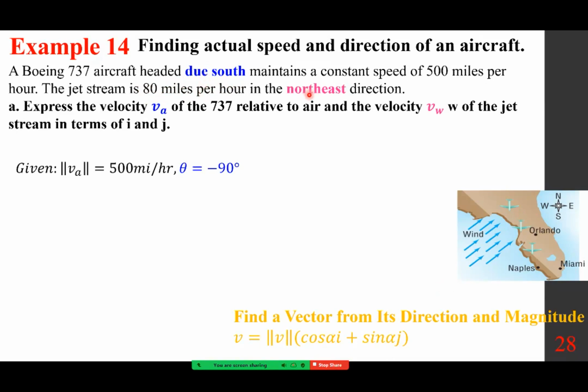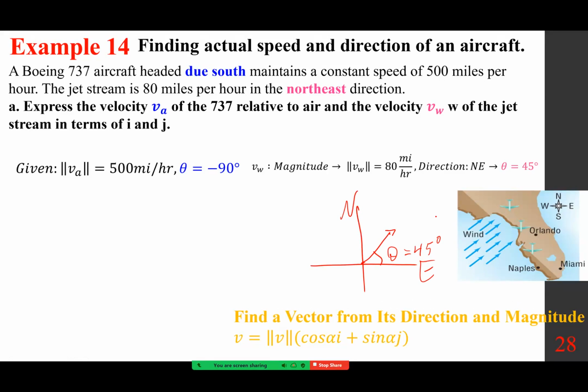What direction? Northeast. This is north, this is east, this is right in the middle. That is 45 degrees. I want to make sure we understand. So we are saying this direction. This is north, this is east, and this angle is half of 90, 45 degrees. So the magnitude is 80 miles per hour. The direction is northeast, and northeast means theta is 45 degrees.